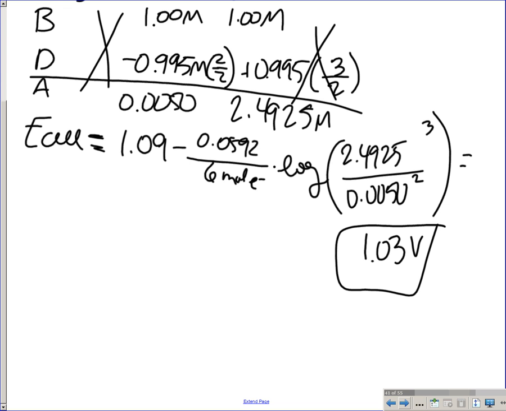And our prediction was correct. We should have, right? I mean, correct? Good. Right. You know the Nernst equation.